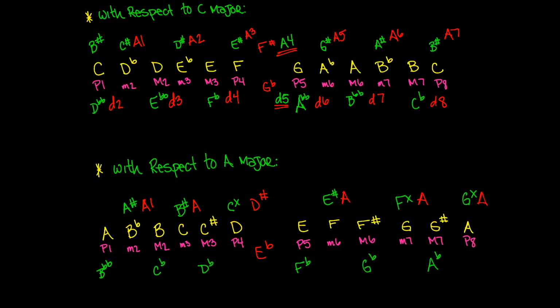So this is A1, and now here we have A2, A3, A4, A5, A6, A7. Now down below, this is D2, D3, D4, D5, D6, D7, and D8. And those are augmented and diminished intervals.